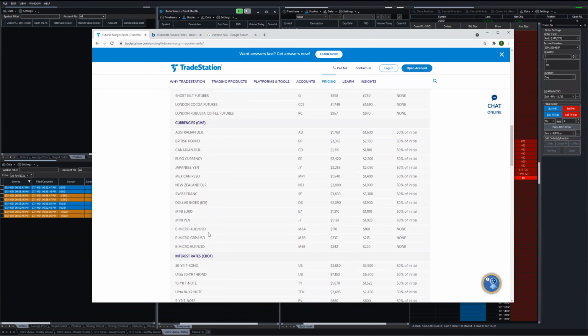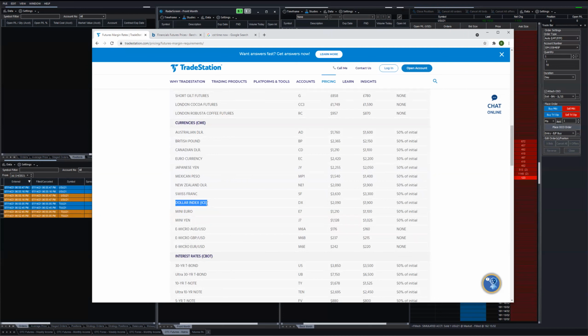For the currencies, we have Australian dollar, British pound, Canadian dollar, euro, Japanese yen, Mexican peso, New Zealand, Swiss franc. The dollar index is then also ICE, right? So we could trade the dollar index if we subscribe to ICE.